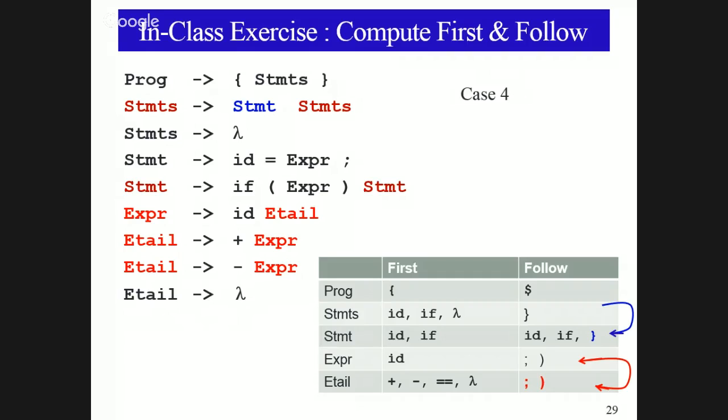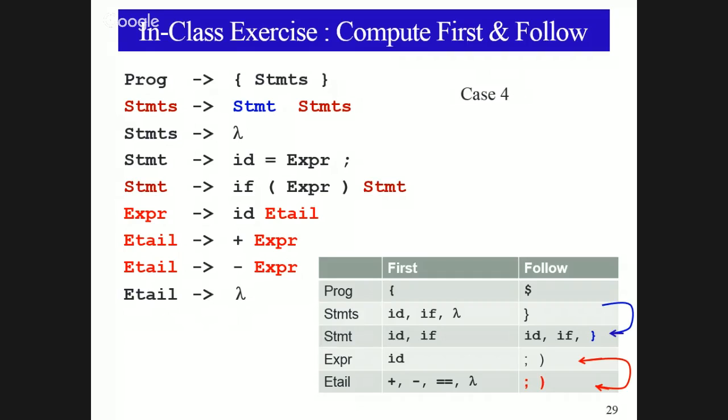So I'm taking statements' first set, a follow set, and copy into statement. Okay, statement doesn't have lambda, even though I'm copying in there. I'm not going to do anything with it, but that's okay. And I'm copying expression and e-tail are the same, so they both get this, semicolon, and then the close print. Okay, that's case 4.